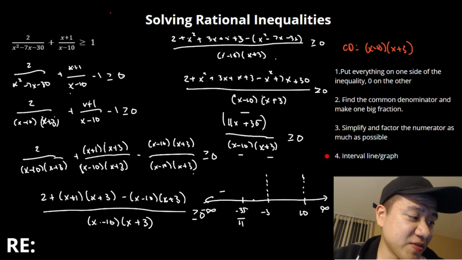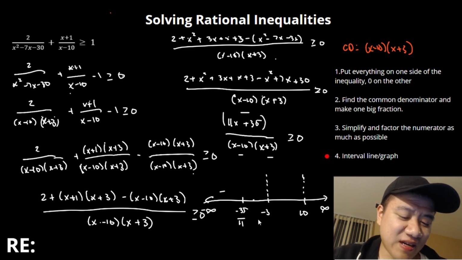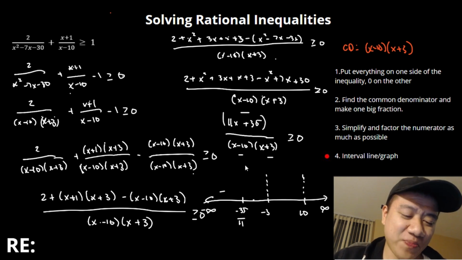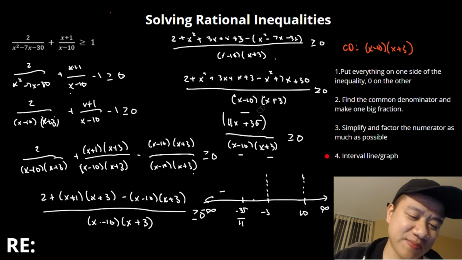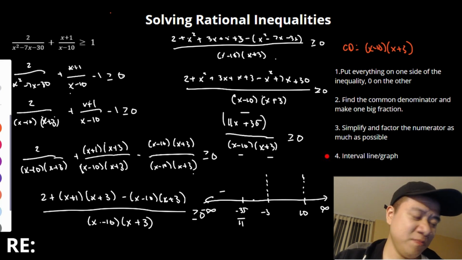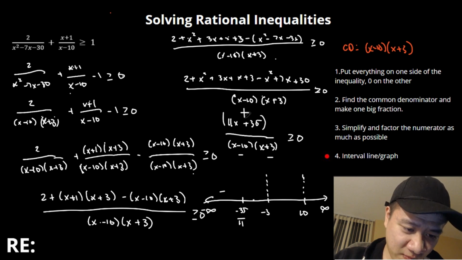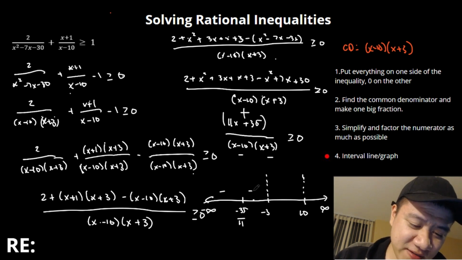Okay, this one, I guess -3.01. Let's try that. So -3.01. This is going to be negative. This is also going to be negative. The top part is going to be positive. So overall, this thing is going to be positive.